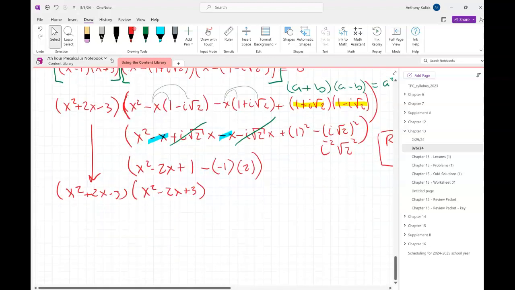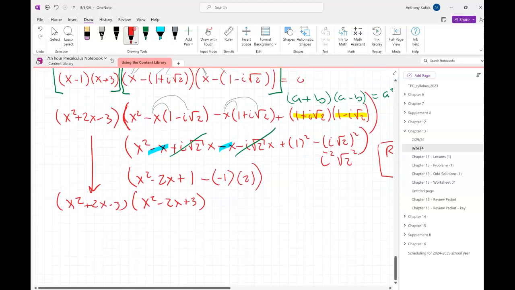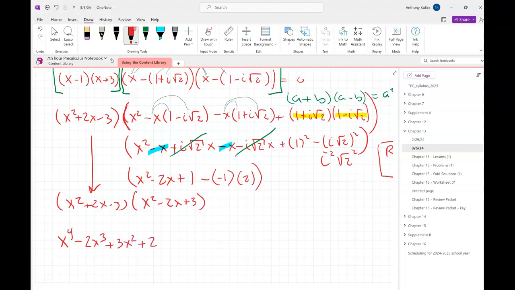Bring this down. And now I just need to FOIL this last bit out. So I have x to the 4th minus 2x cubed plus 3x squared plus 2x cubed minus 4x squared plus 6x minus 3x squared plus 6x minus 9. Combining stuff together, that's a 0, 3, negative 1, negative 4x squareds, so we got rid of all those. 6 and 6 is 12x, and then minus 9.